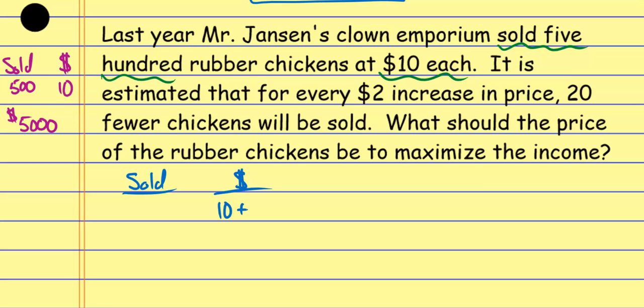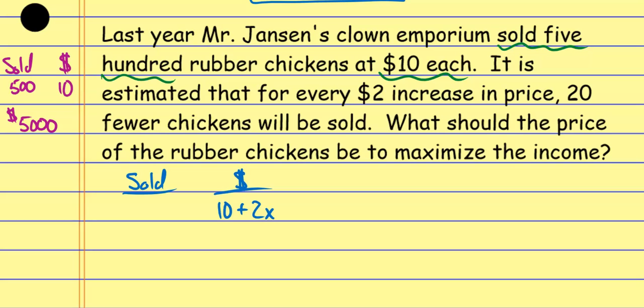All right. And so be careful here. It's not just plus $2. I'm not just going to go $12. I might go $14. I might go $16. I might go $18. It says I'm working my way up in $2 chunks. Okay. So I'm going to call it 2x, because I don't know how many increments I'm going to move. I want to go in $2 increments, but I don't know how many of those.